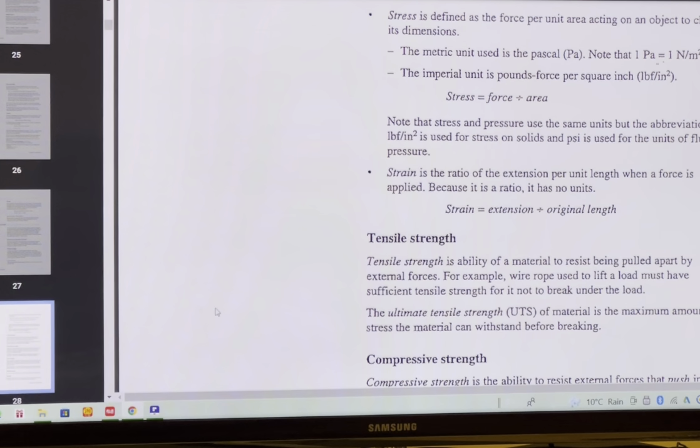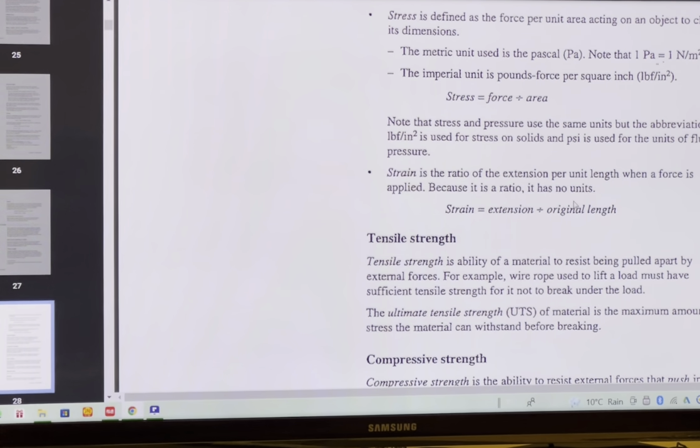Remember, PSI is for fluid: LBF, pounds force, per square inch. Stress is used for a solid. That means stress belongs to solids, not gas. There are three states: solid, liquid, and gas. Liquid and gas belong to fluid pressure. So if you use fluid pressure, gas or liquid, you must use PSI.